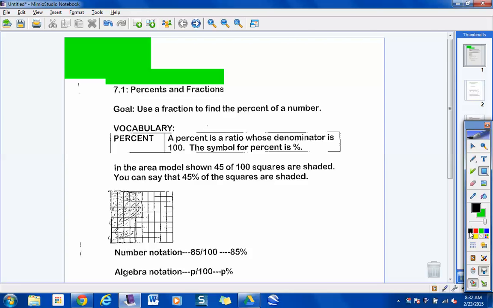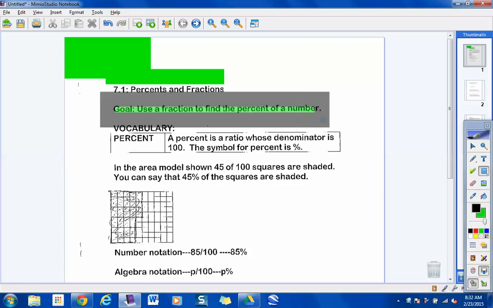Okay. So, guys, our goal today. What's our goal say right now? Somebody want to volunteer to read that for me? I will. Go for it, Mason. Use a fraction to find percent of a number. That's weird, isn't it? Okay. Use a fraction to find a percent of a number. Very simple.